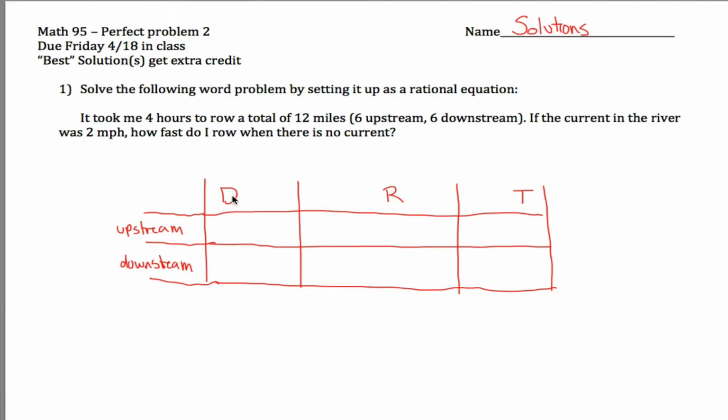Well, let's see. D stands for distance, how far I went. It took me 4 hours. That's not how far I went. To row a total of 12 miles. Here we go. 6 of them were upstream, 6 of them were downstream. Sounds like a 6 and a 6.